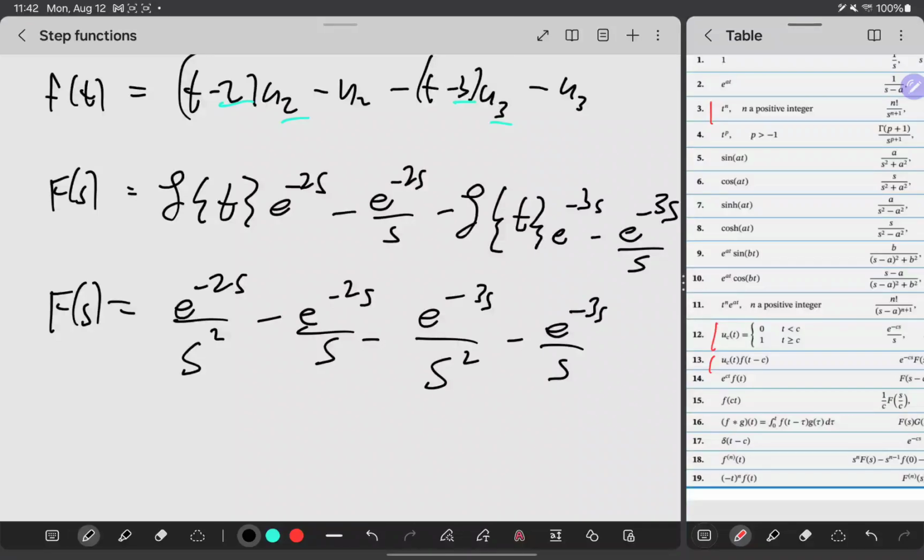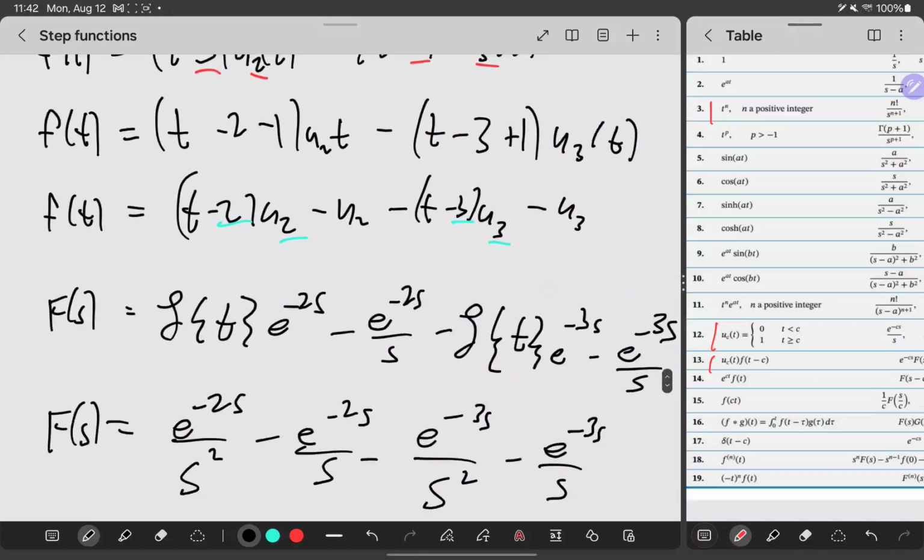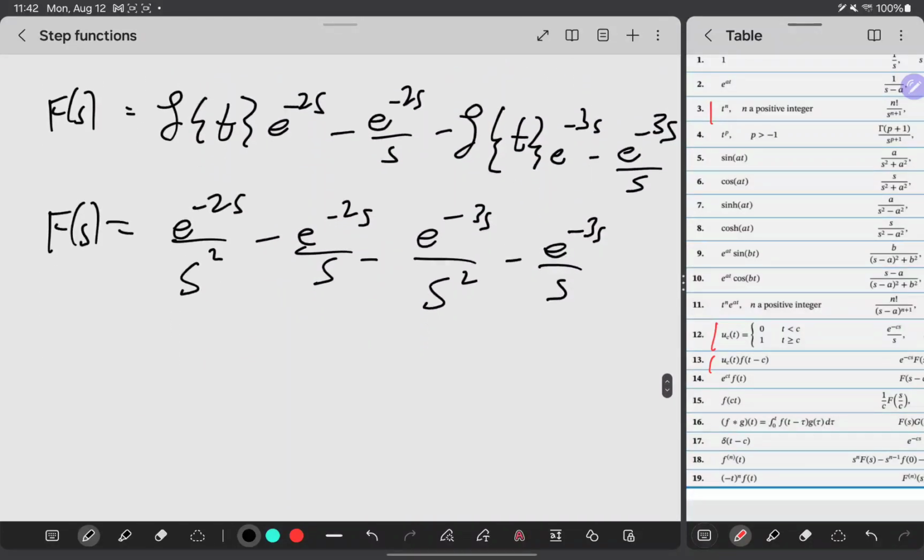Okay, let me check this. 11. No, 12. This is 12, right? Yeah. e to the minus 2s over s squared minus e to the, yep. Wait, did I do it wrong on my paper here? Hold on. This is 12. Yeah, we're good. I did it wrong on my paper, apparently. Alright, so this is the correct answer for this one.